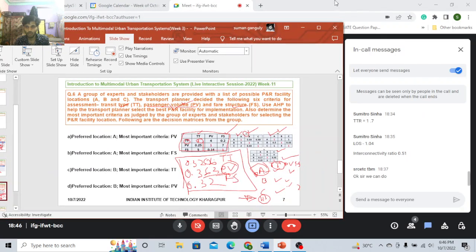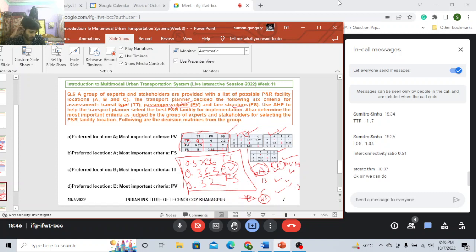So can you tell me that you can do it? Because already I told you that your preferred criteria is PV, so your answer lies between A and D. Either it will be A or it will be D, because your most important criteria is PV. Also you can try actually calculating your PV, FS and TT. Since I have already calculated it, maybe you can try calculating and see whether your answer matches my answer, right? So what will be your preferred location?